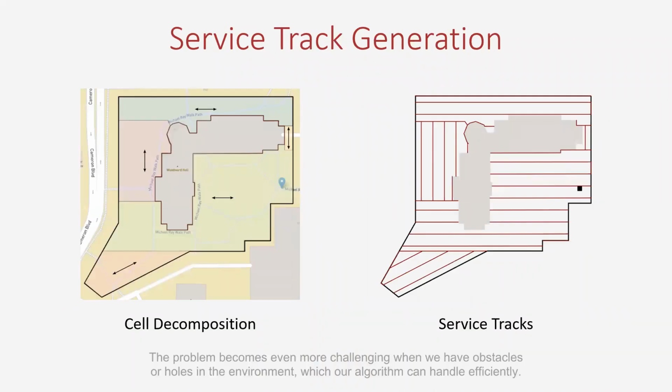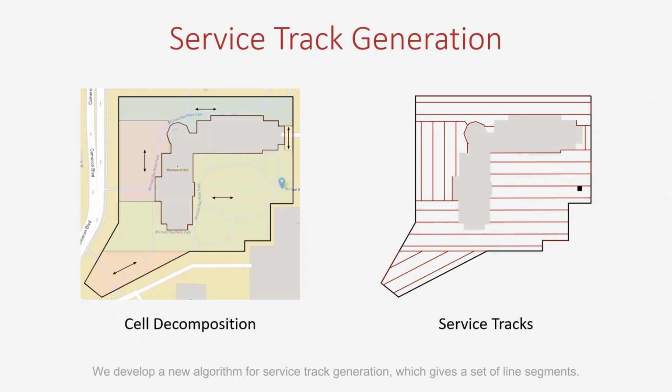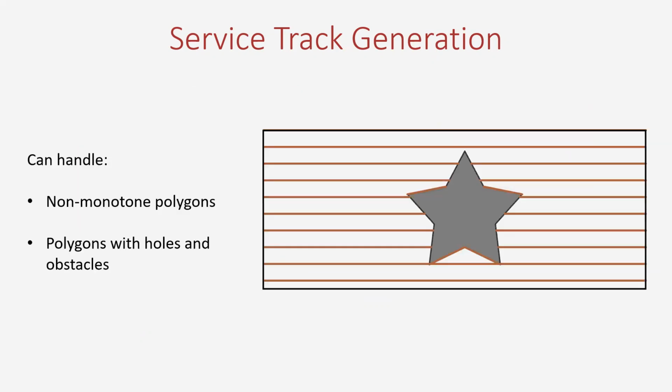The problem becomes even more challenging when we have obstacles or holes in the environment, which our algorithm can handle efficiently. We develop a new algorithm for service track generation, which gives a set of line segments. We do not require the cells in cell decomposition to be monotone polygons, which leads to significant improvements. The algorithm can also handle polygons with holes and obstacles.